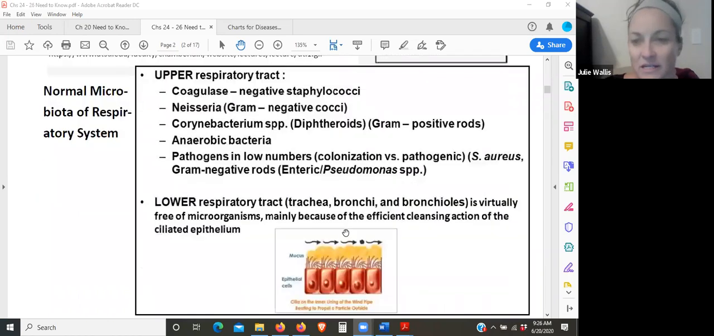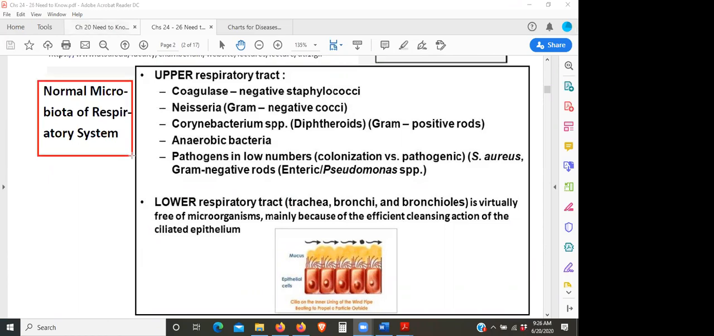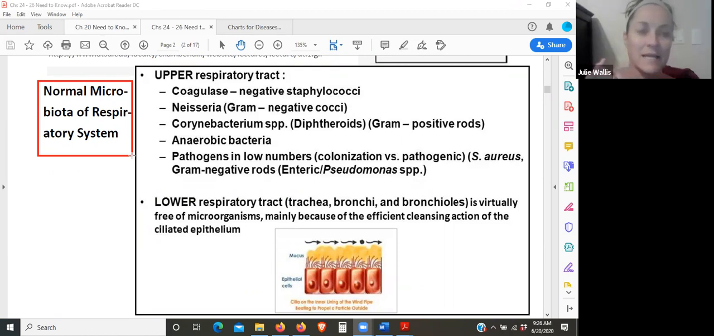So here's the chart that actually has a list of some of the specific normal microbiota of the respiratory system. So those you should be familiar with because that's going to be something that's not on the diseases chart. It doesn't have the normal microbiota. I think the skin and the respiratory system are two of the big ones. Oh, and also the urinary system because it asks about the vagina, the normal microbiota.